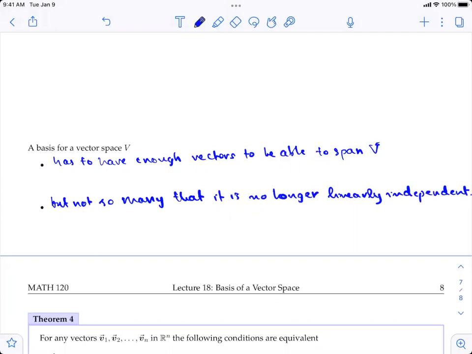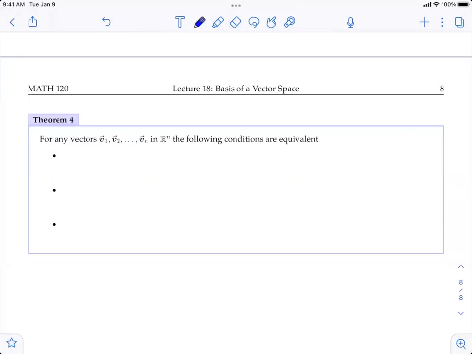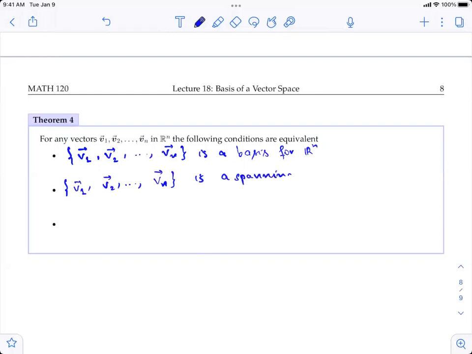Okay. Now moving on to the last theorem of the lecture. In this theorem, we have three statements and they are equivalent to one another. For any vectors v1, v2, up to vn in n-dimensional vector space, the following conditions are equivalent. The set of vectors v1, v2, up to vn is a basis for Rn. Then the set v1, v2, up to vn is a spanning set for Rn. And therefore, v1, v2, up to vn is linearly independent.